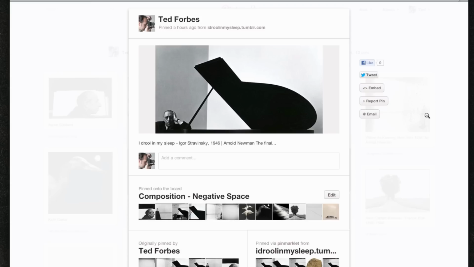Happy composing, and go ahead and start shooting and start thinking about negative space, start thinking about simplification, and maybe even start thinking about minimalism a little bit. And we'll continue next time.